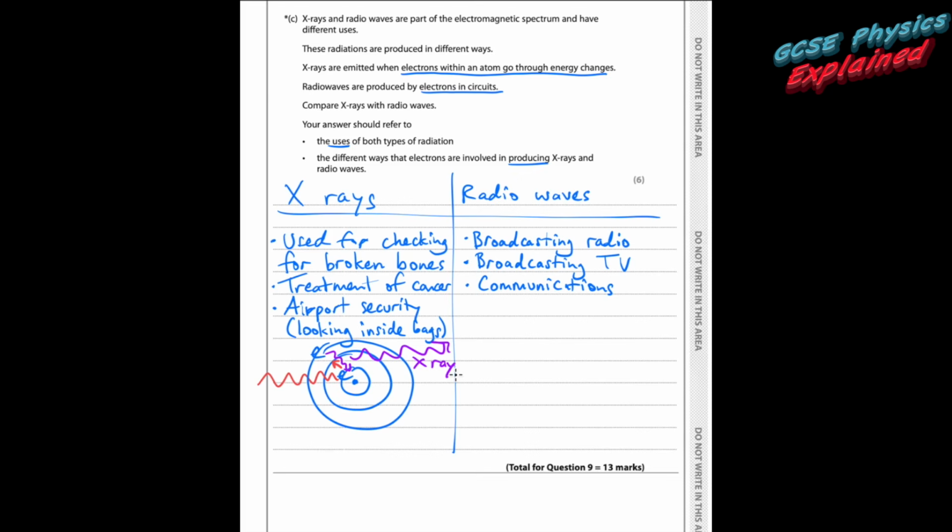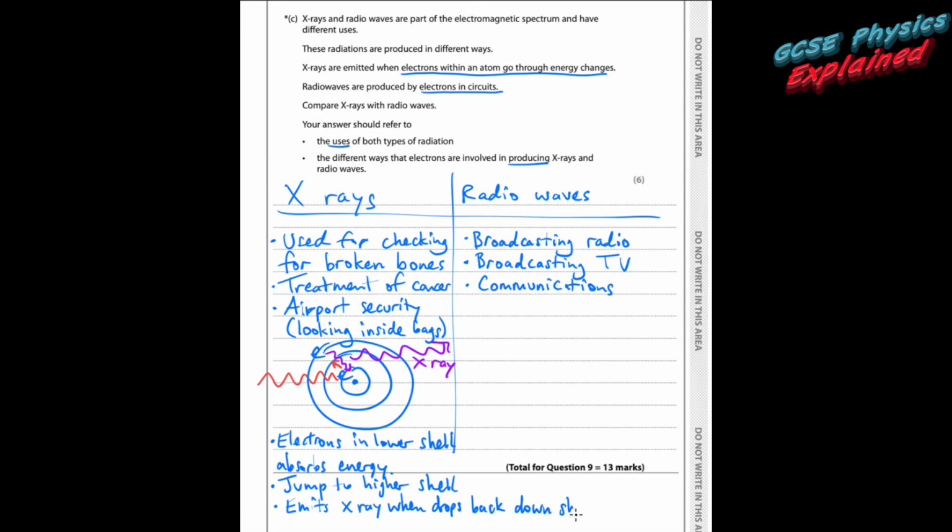So how do we write that? An electron or electrons in a lower shell absorbs energy, jumps to a higher shell, and it emits the X-ray when it drops back down the shell. Now it would need to lose a lot of energy because X-rays have got a lot of energy.